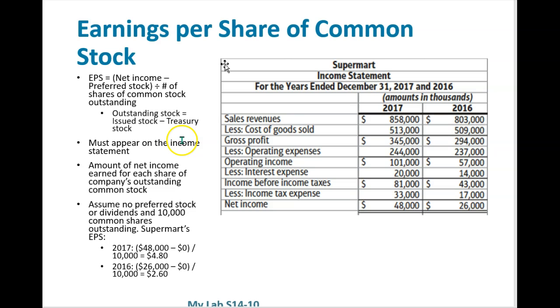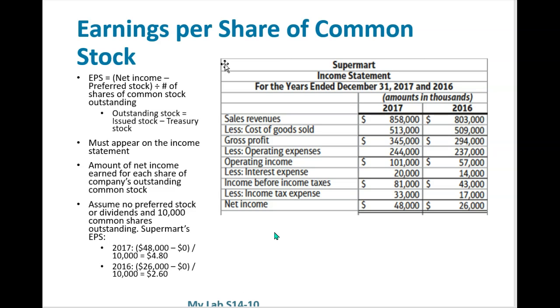Now, earnings per share. This is actually a very complex topic, but we're going to take net income minus preferred stock divided by the number of common shares outstanding. And the number of common shares outstanding is the stock issued minus treasury stock. I don't know if you remember, but treasury stock is our own stock that we bought back on the market, and it's held in our treasury. EPS has to be shown on the income statement, and it shows us the amount of net income earned for each share of the common stock.